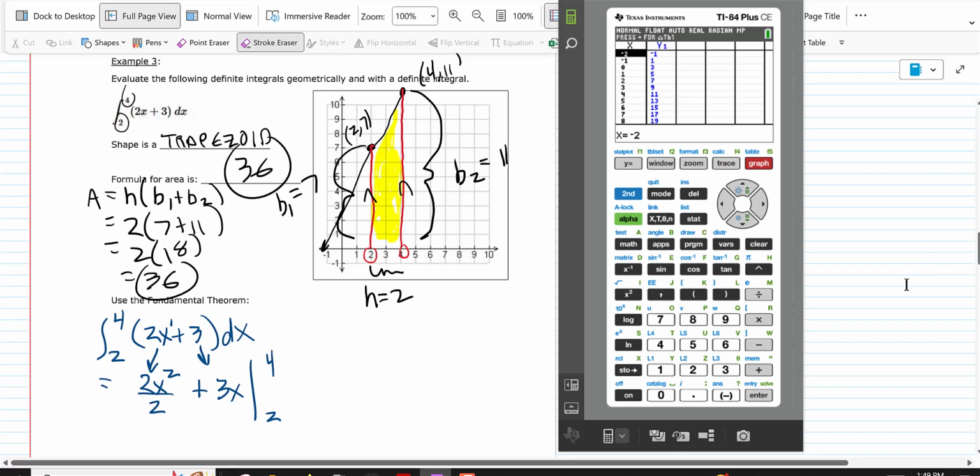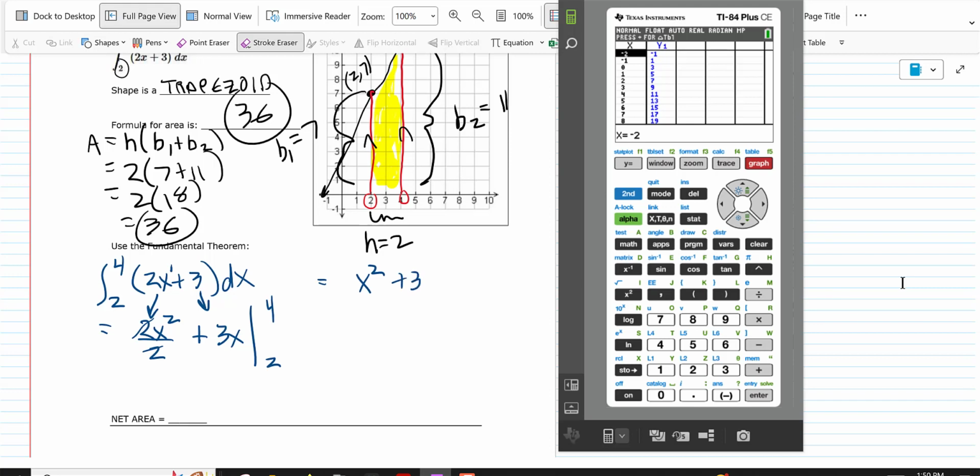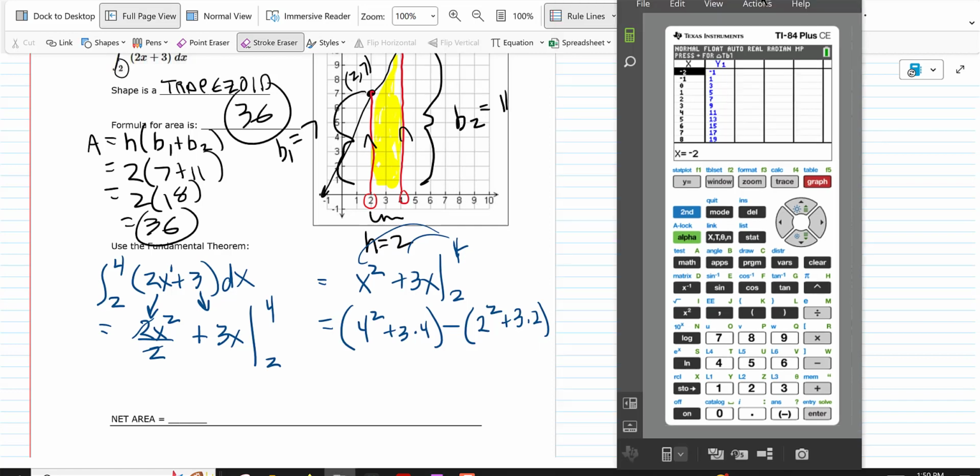Okay, and then we can kind of use the calculator to help us a little bit. So you do the antiderivative. Now those 2's are going to cancel out. So what you're really doing is x squared plus 3x from 2 to 4. What you do is you plug in the upper limit, so you're going to plug in the 4. So you're going to do 4 to the second plus 3 times 4 minus 2 to the second plus 3 times 2. So you plug in the upper limit and the lower, and you subtract in that order.